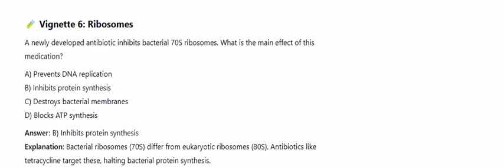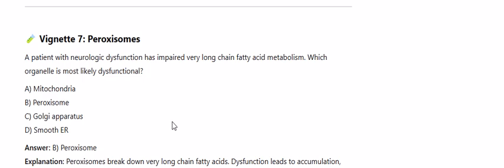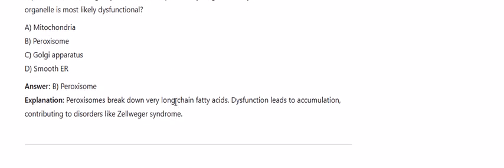Vignette 7. Peroxisomes. A patient with neurologic dysfunction has impaired very long-chain fatty acid metabolism. Which organelle is most likely dysfunctional? A. Mitochondria. B. Peroxisome. C. Golgi apparatus. D. Smooth ER. Answer: B. Peroxisome. Explanation: peroxisomes break down very long-chain fatty acids. Dysfunction leads to accumulation, contributing to disorders like Zellweger syndrome.